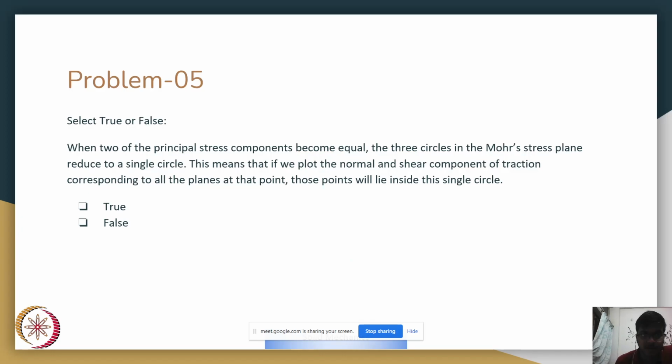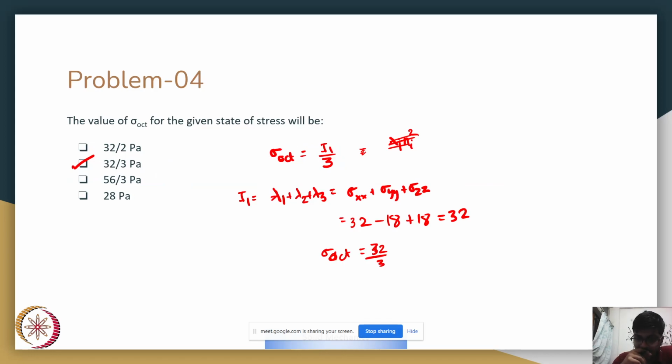Regarding octahedral stress, during the lectures it was told that while calculating principal stress, it is used for failure theory. What about octahedral stress? Is there any significance for that also?